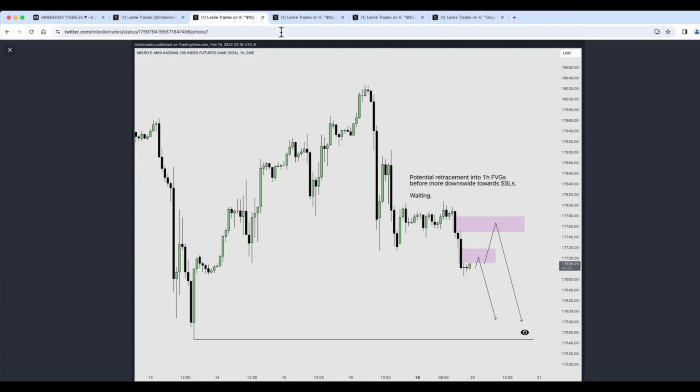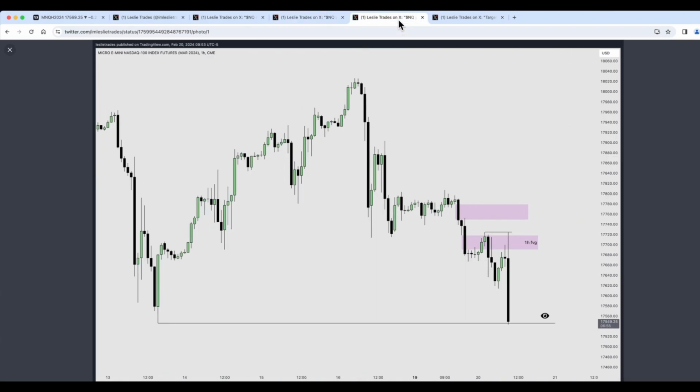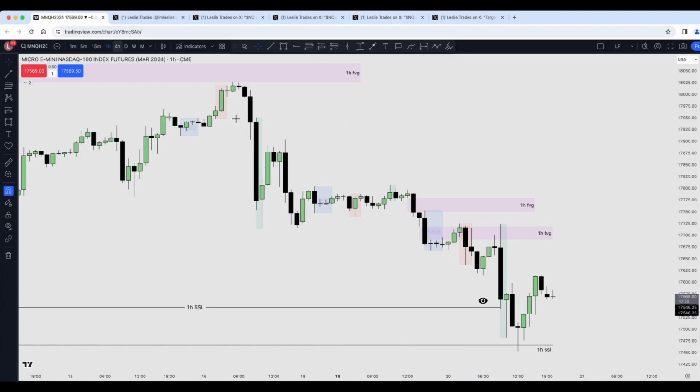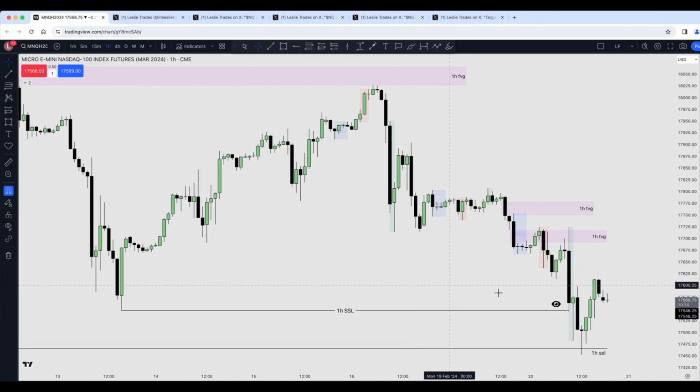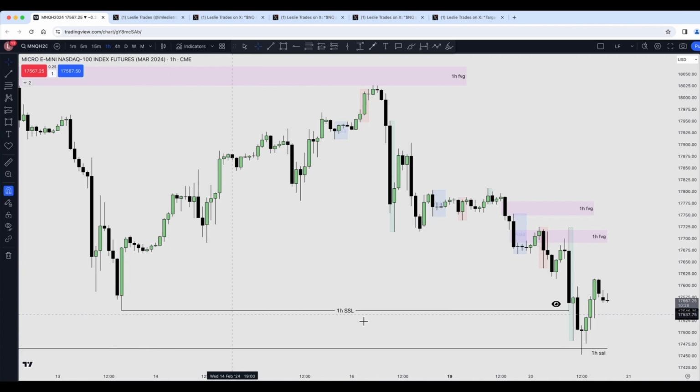So I was waiting. And during the London kill zone, we can see that price encroached into the 1 hour fair value gap, filling it before rejecting, traveling towards the downside. And during the New York session, price was fully delivered to the sell side liquidity here. So I'll show this on the charts for you guys. We can see this eyeball here, which I've done on this little image, it's actually truncated on TradingView here. So price actually traveled towards the sell side liquidity.